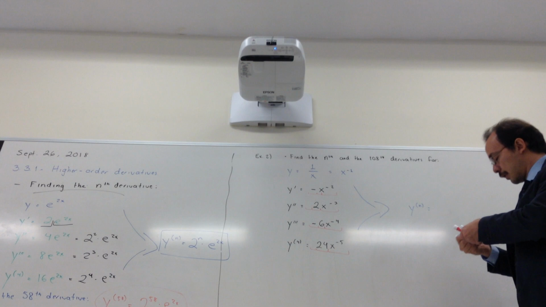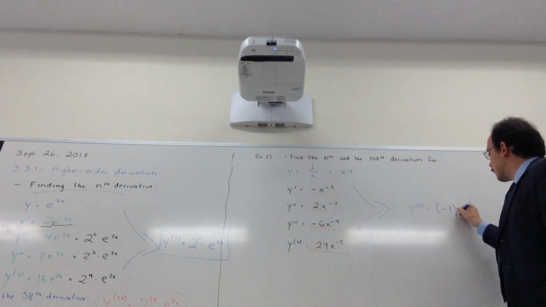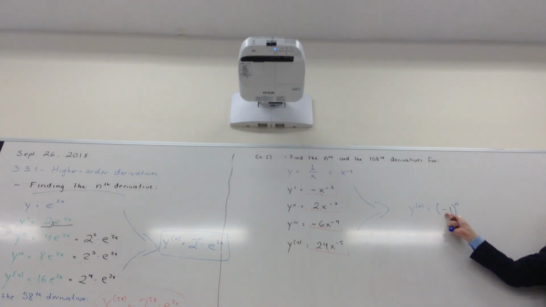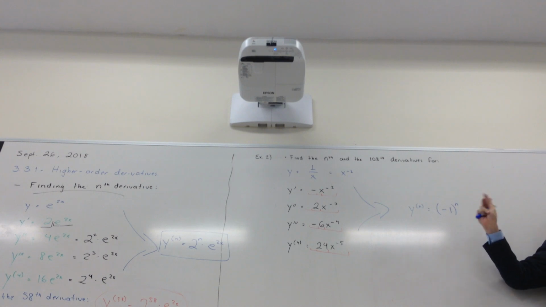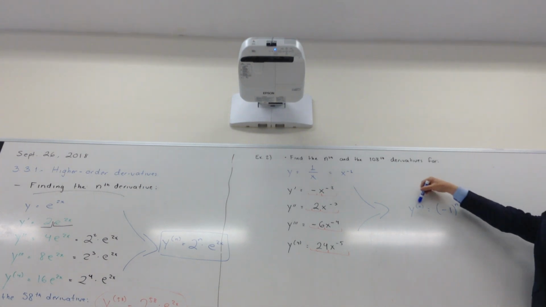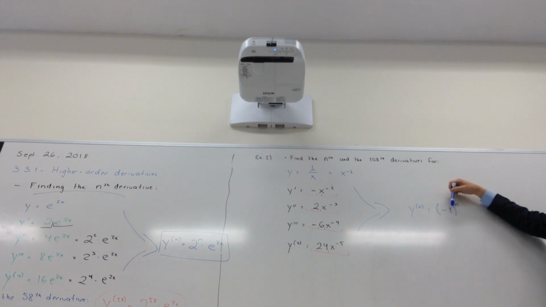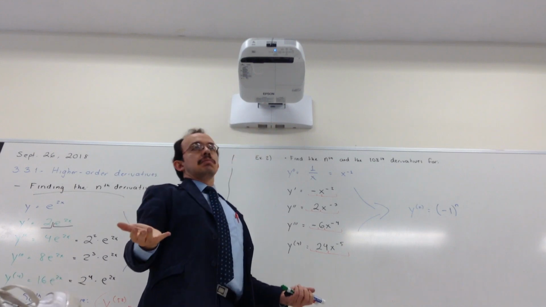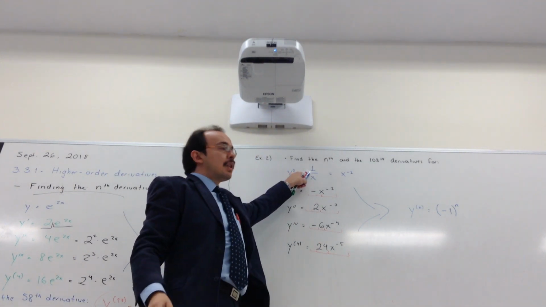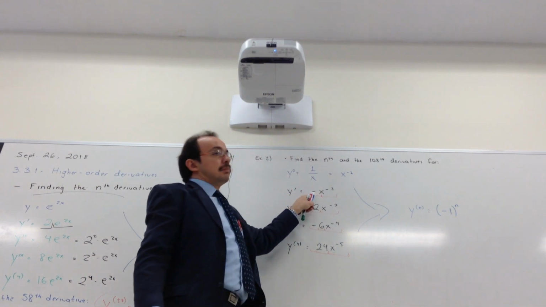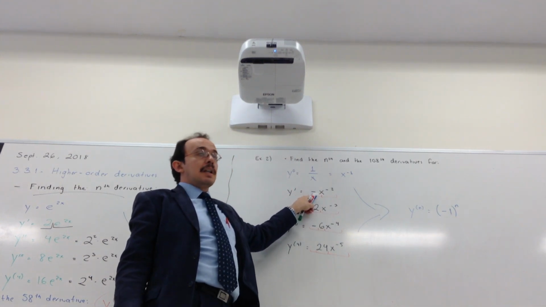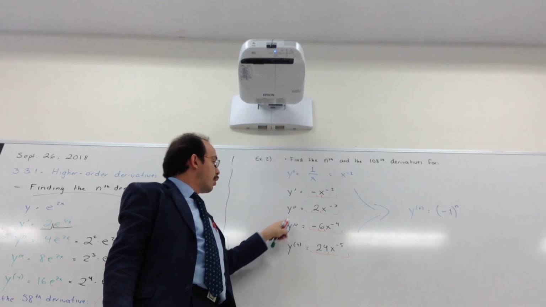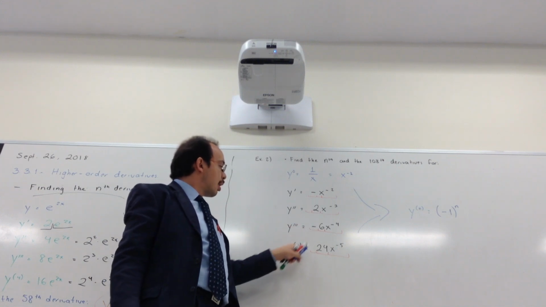Very good. Minus 1 to the n. Why? Because, remember, the n is the level of derivative. If it was, for example, level 0, minus 1 to the 0 is what? Positive, right? Minus 1 to the 1, negative. Minus 1 to the square, positive. Minus 1 to the cube, negative. Minus 1 to the 4, positive.